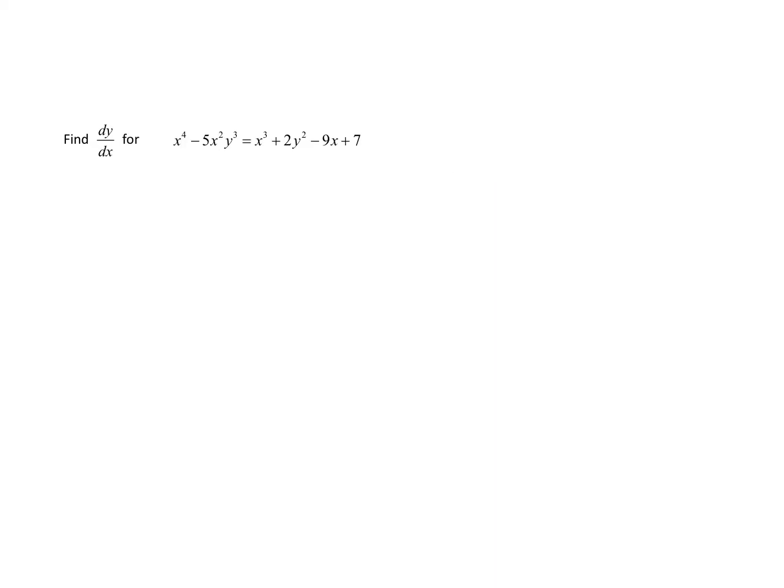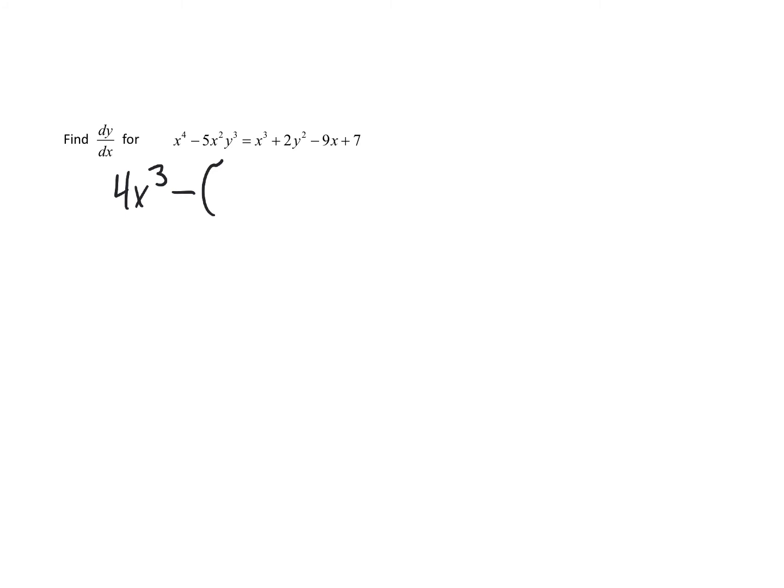Now let's do some examples of implicit differentiation. As you can see here, we don't have a single variable isolated. That's why we call it implicit. So here we're going to get 4x cubed. We're going to have to use a product on this next part. And because of the subtraction out front, I'm going to put it in brackets.